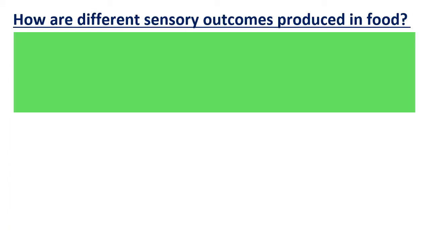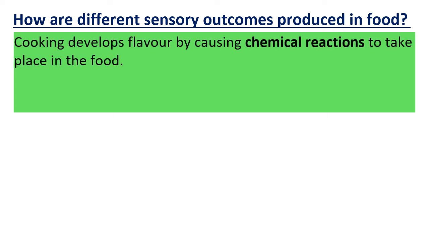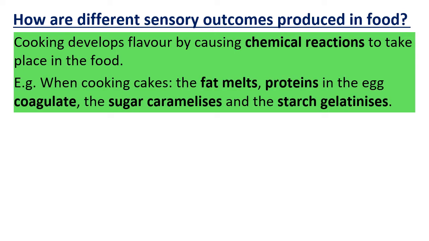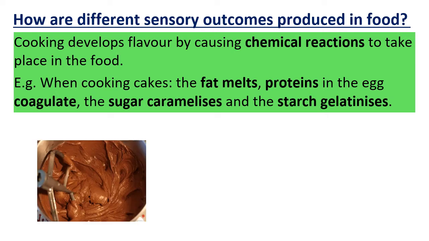How are different sensory outcomes produced in food? So when cooking is developing flavor, this is caused by chemical reactions that take place within the food. So for example, you take cake. All the ingredients in cake are going through a chemical reaction. They each have their own processes that they're going through in order to create this fluffy, tender cake by the end.